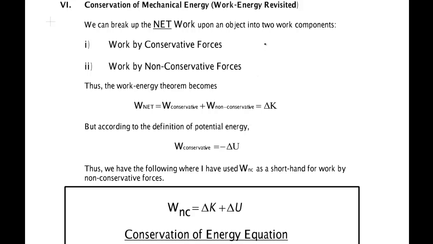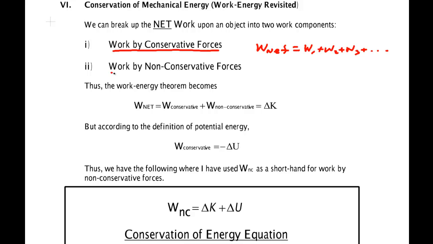Now, we want to take this idea and break this work up into two parts. So we have a net work. This is work by all the forces, W1, W2, W3, W4. But those forces can have two parts. There can be work by conservative forces, which are independent of the path taken. So anyone can do the calculation if you tell them the starting point and the stopping point, because they don't have to know how you went about getting there.